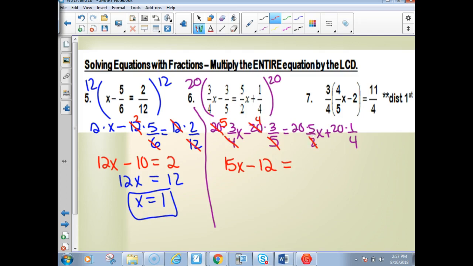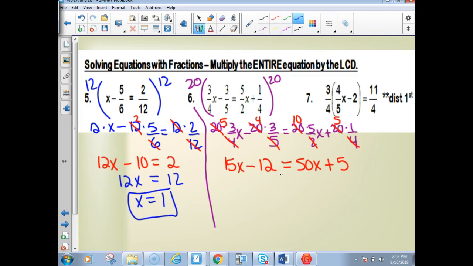Right side, 2 goes into 20 10 times. 10 times 5x, 50x. Plus, last fraction, 4 divided into 20 is 5, or 20 divided by 4 is 5. 5 times 1 is 5. Okay, no more fractions. Yay, that's what we're trying to get.